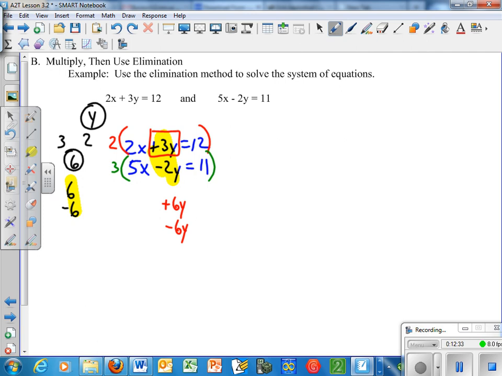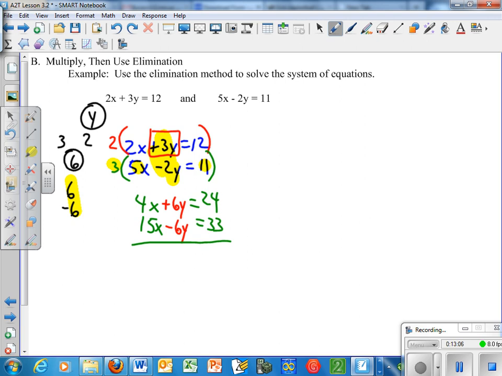So now, you're going to multiply the whole equation. 2 times 2x would be 4x. So I have 4x plus 6y is equal to, don't forget to multiply your constant by whatever you're multiplying the equation by, which would be 24. Down here, I'm going to have 15x, because I'm multiplying the 3 times the 5x. I already did the 3 times the negative 2y, but now 3 times 11 is 33. Notice I've gotten opposite coefficients in front of the variable I chose to eliminate, which in this case is y.